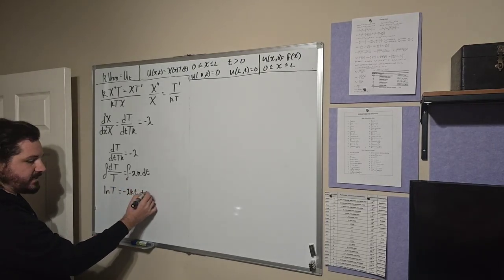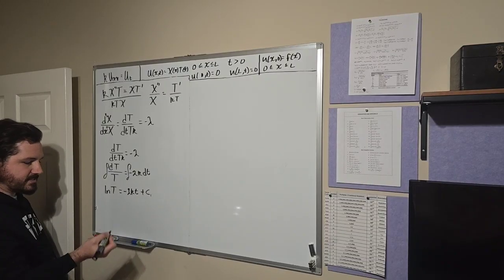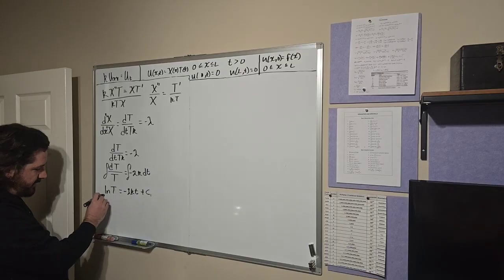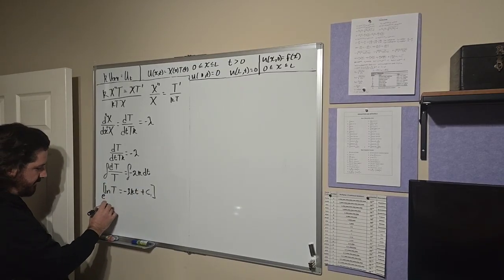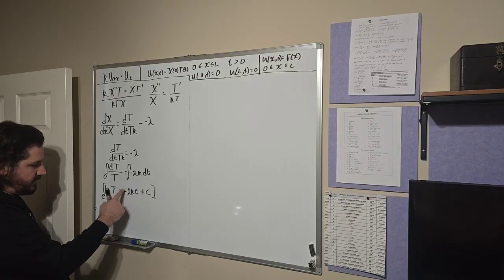And then remember, this is an indefinite integral, so we do need to keep track of that plus c. And we're just going to call that c1. So now here we need to get T by itself, so we're going to take everything to the e power, on both sides. So then this left piece here just becomes T, which is equal to e to all of this stuff.